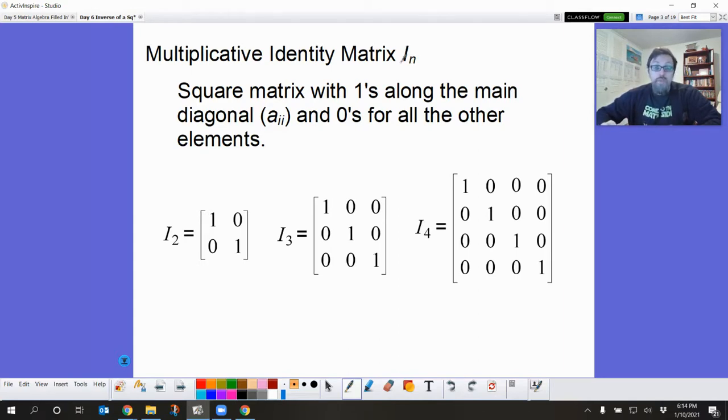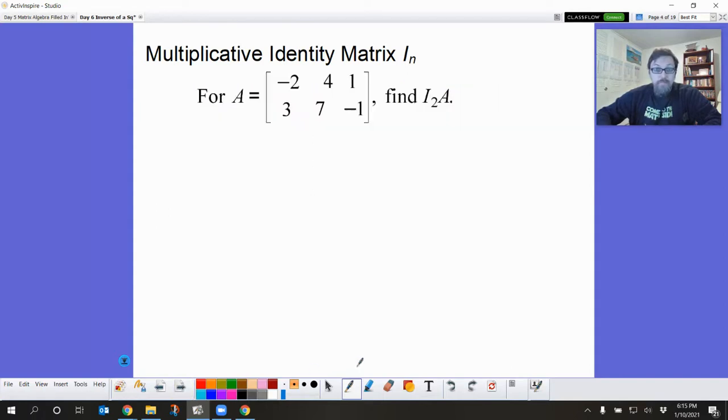These are always going to be square matrices, so we don't need to say it's going to be a 4 by 4 or a 3 by 3. If we say identity size 3, we can assume that it's going to be a square matrix, and so we know what the other number is going to be.